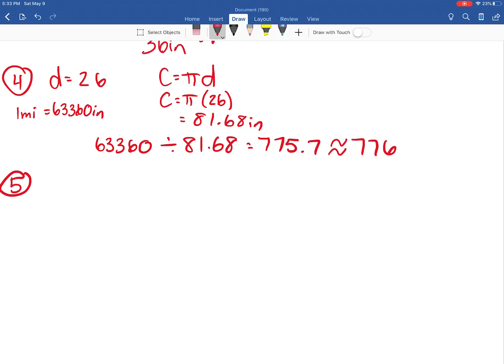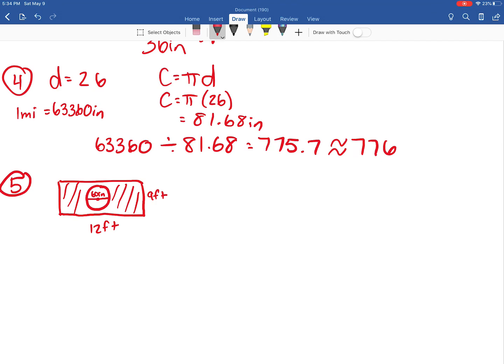Number 5. A circular hot tub located near the middle of a rectangular patio has a diameter of 60 inches. So I'm going to draw this out. I have a rectangular patio, and I have a circular hot tub in the middle. That hot tub has a diameter of 60 inches. The patio measures 9 feet by 12 feet. What is the area of the patio that is not covered by the hot tub?